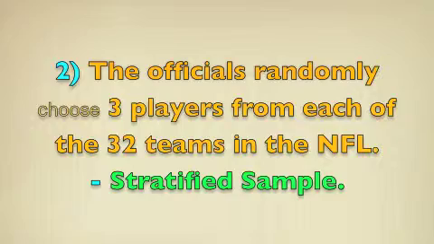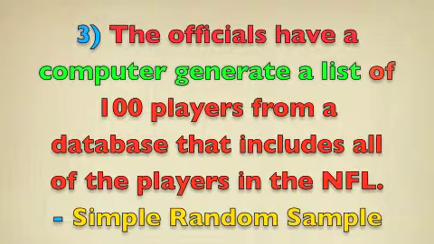Moving on to the third example, which is related to this one, the officials have a computer generate a list of 100 players from a database that includes all of the players in the NFL. Now since the computer is generating the list itself, everyone has a random probability of getting selected. So that means that everyone has an equal chance. So it's a simple random sample that is being used in this example.